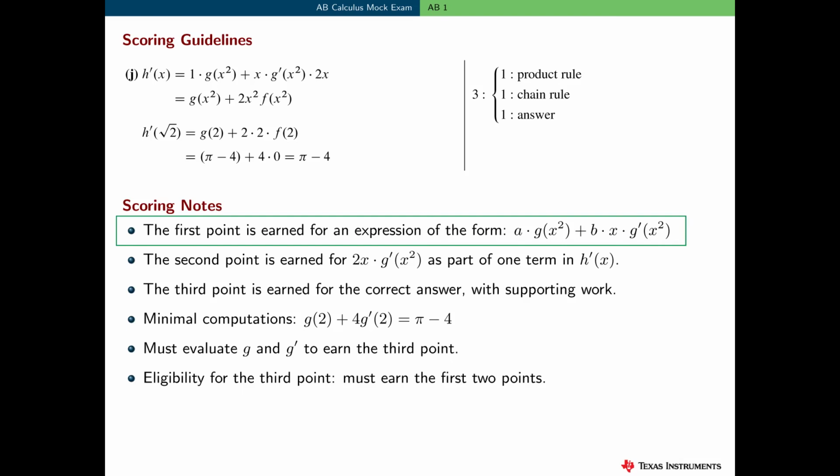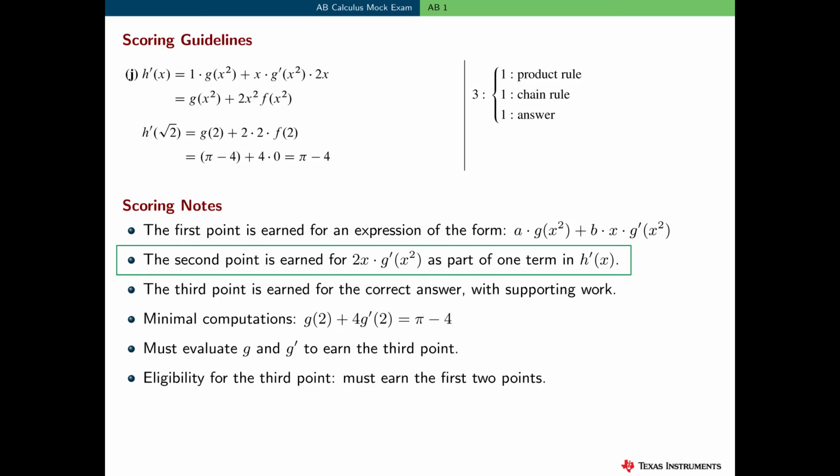The first point is earned for an expression in this form, where a and b are non-zero constants. We believe that an expression like this demonstrates conceptual understanding of the product rule. Similarly, the second point is earned for this expression as part of one of the terms in the student's expression for h prime of x. This demonstrates conceptual understanding of the chain rule. The third point is earned for the correct answer with supporting work. So that means a bald answer here earns no points.